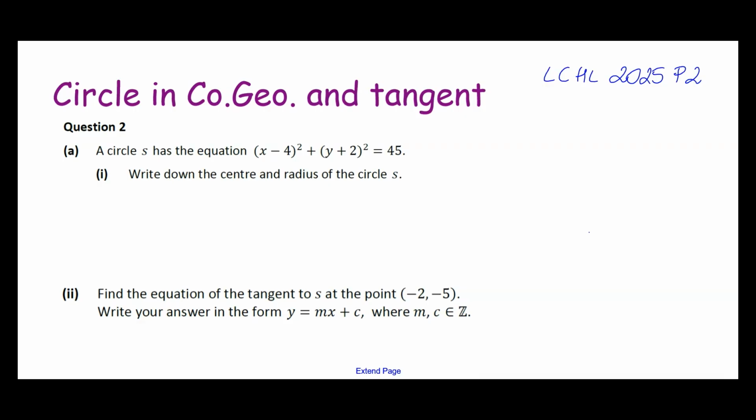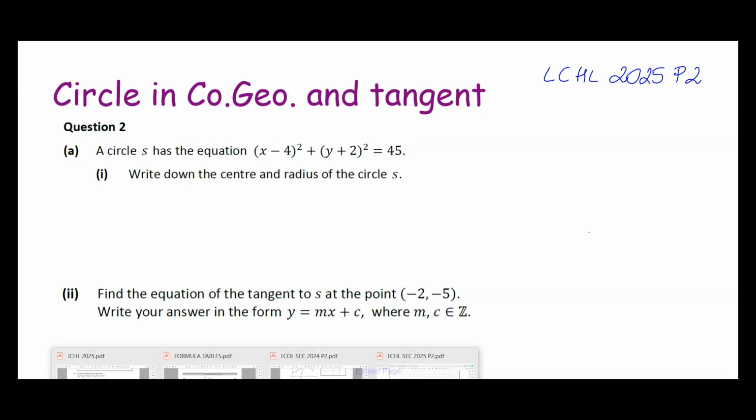So another topic that comes up in your Leaving Cert every year is circle in coordinate geometry. So let's have a look. A circle S has the equation, and we are given an equation of a circle. Write down the center and the radius of circle S.